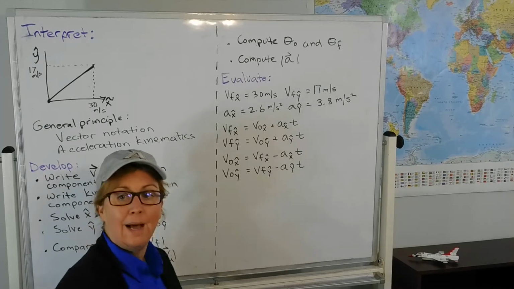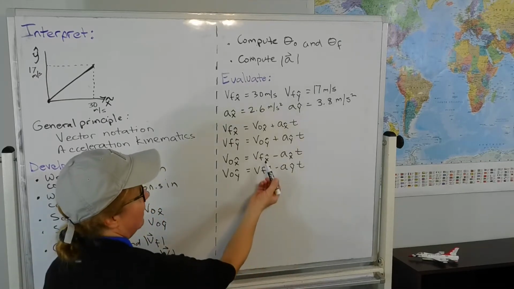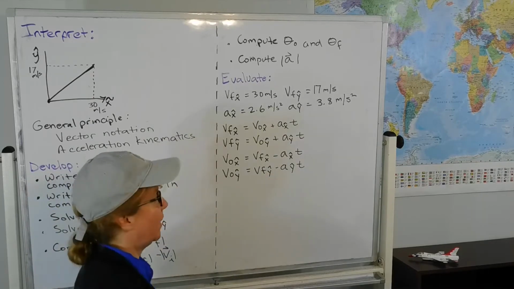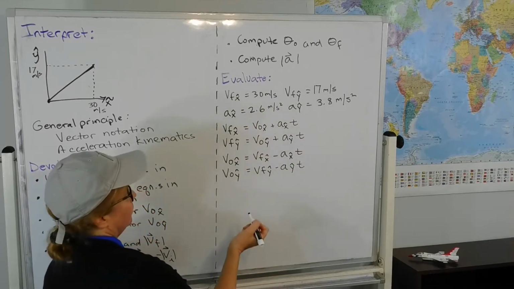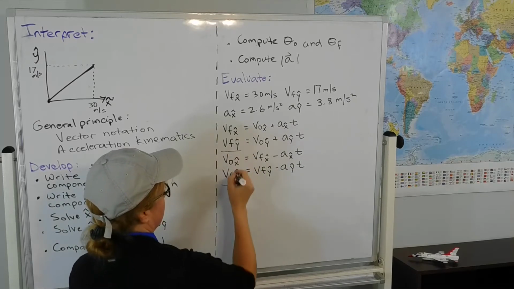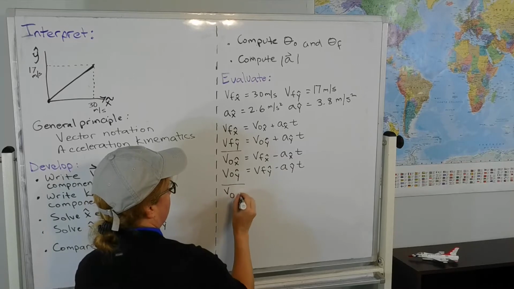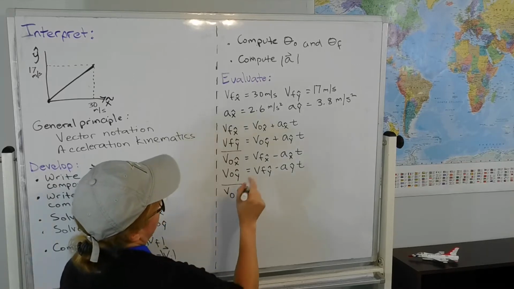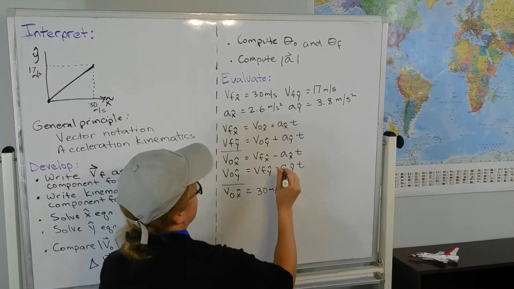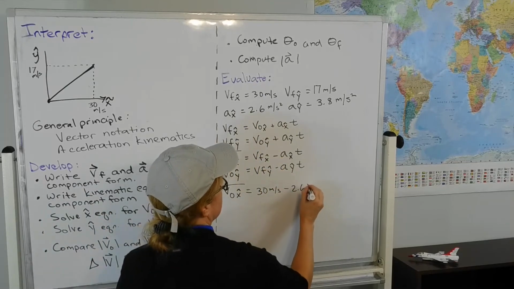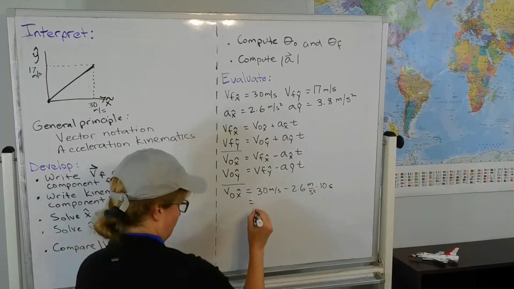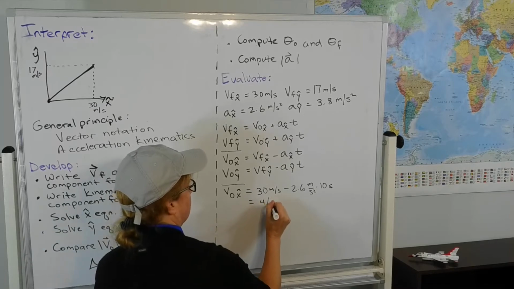Okay, so now we're ready to substitute in the given values because we have the final velocity values in each component and the final acceleration values in each component. So let's divide this as we work. Working in the x direction, it's going to be equal to 30 meters per second minus, in the x direction, 2.6 meters per second squared times 10 seconds. And that comes out to be 4 meters per second.